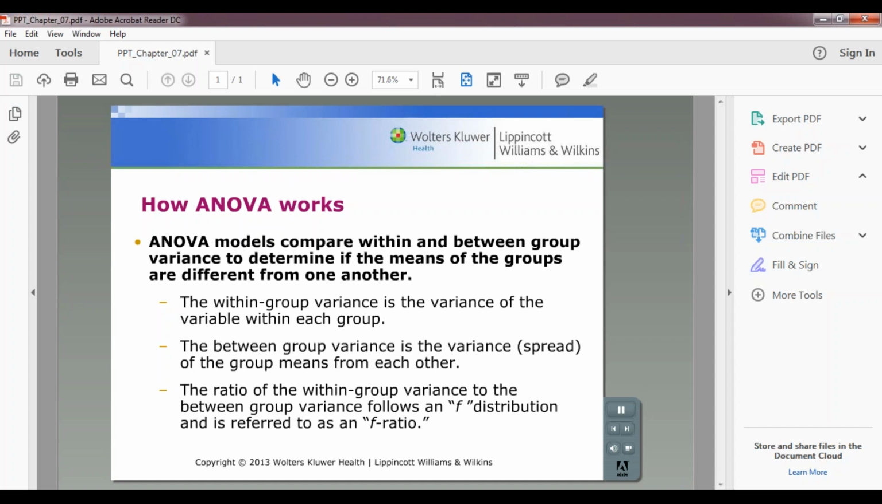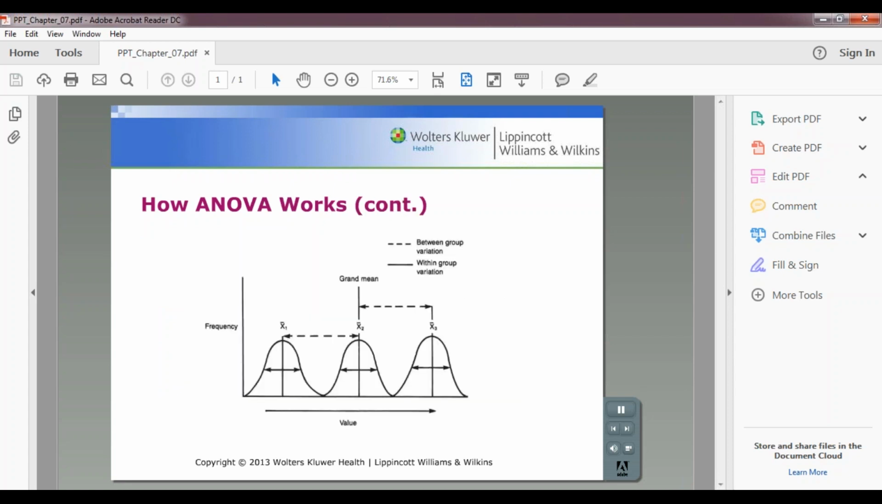But the crux of the analysis lies on this between subject variance. So we're looking at the differences between each group, okay? That's the most important part, okay? And it really helps to look at it when we have our distribution with our data and our means. So in this case, we have the mean of group 1 on your left, the mean of group 2, and the mean of group 3.